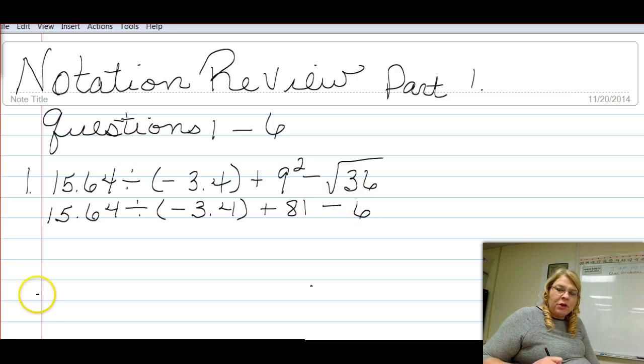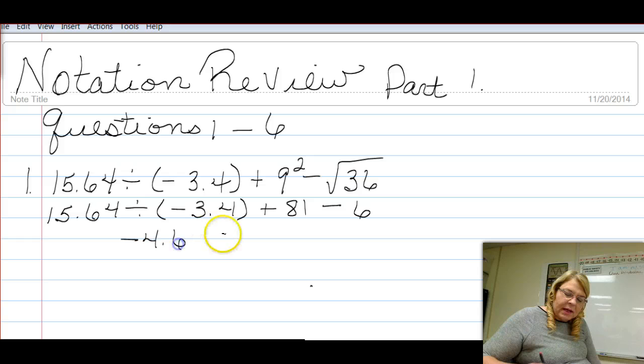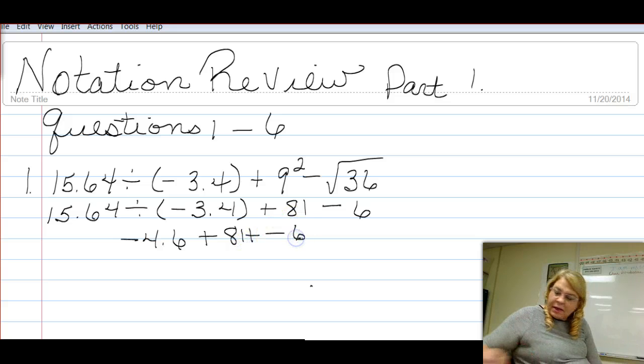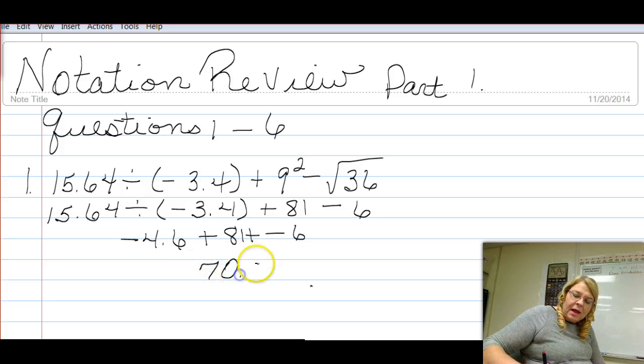Now I do multiplication and division from left to right. 15 and 64 hundredths divided by negative 3 and 4 tenths is negative 4 and 6 tenths. That would be plus 81 minus 6. If I just put all of that into the calculator, I get an answer of 70 and 4 tenths.